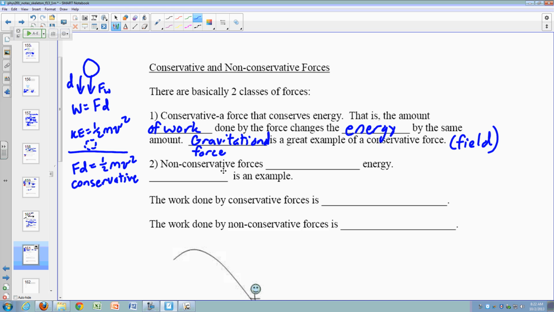Right, and so non-conservative forces don't conserve energy. And we'll wrap up with this next blank. Friction is a good example. Basically, any contact force is an example of a non-conservative force. So sometimes we'll have contact forces and we'll estimate that they are conservative, but really they're not, because anytime you have contact between two surfaces, you lose energy.